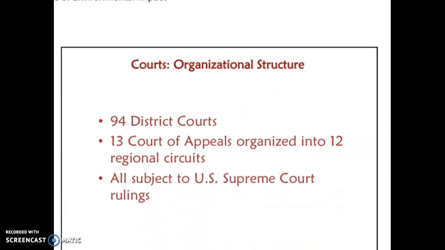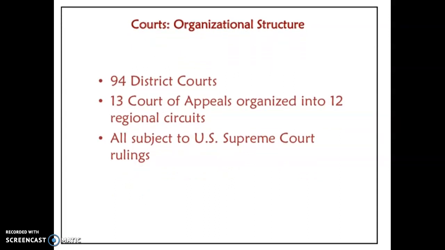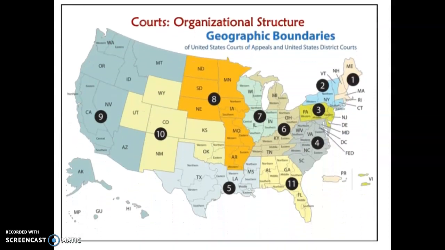And so our system is divided into 3 different levels. So the district courts, the 13 Court of Appeals that are organized into 12 regional courts, which are all subject to Supreme Court rulings. So in this next slide, you can see the organizational boundaries of the courts. There are 12 courts, and they're shown here geographically, and how they're geographically apportioned. You don't see a 12th because the 12th is actually subject-oriented and nationwide.